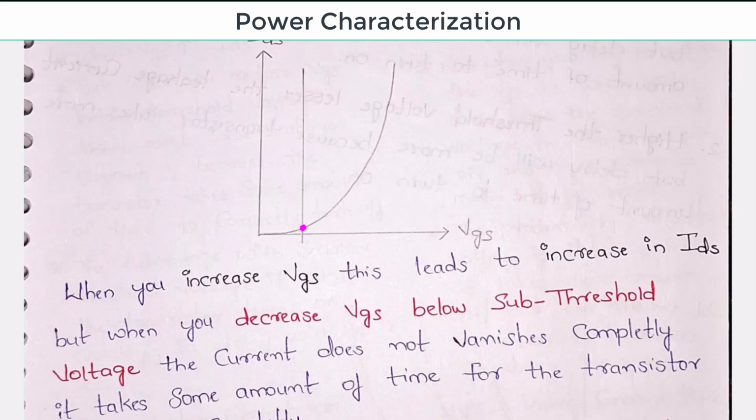So this is called some threshold voltage. Less than threshold voltage means this portion. Whenever you are reducing VGS below threshold voltage, it does not vanish completely. Why? Because it takes some amount of time to vanish completely. Some amount of electrons will be present in the channel, because of which there will be some amount of current called subthreshold leakage current.